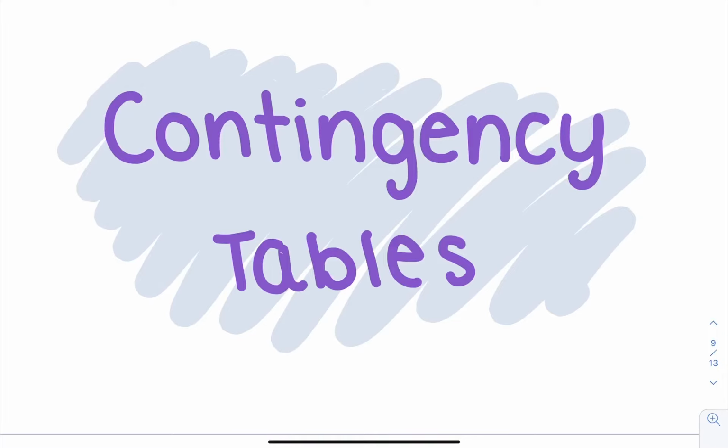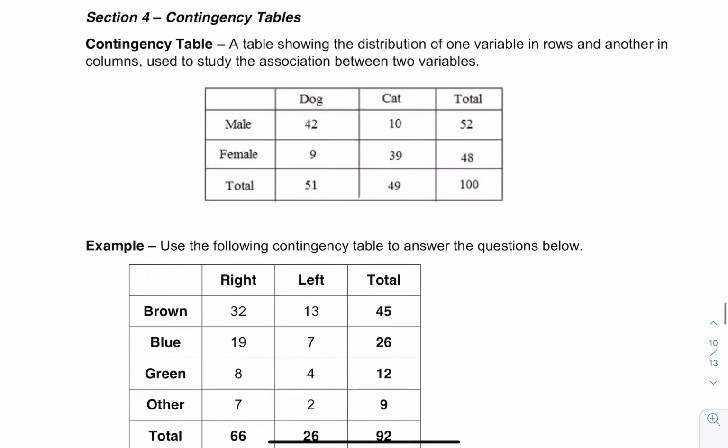In this video, we're going to be learning about contingency tables, which is a way in statistics to calculate different probabilities and also show data. So, a contingency table is a table showing the distributions of one variable in rows and the other in columns, and it's used to study the association between these two variables.